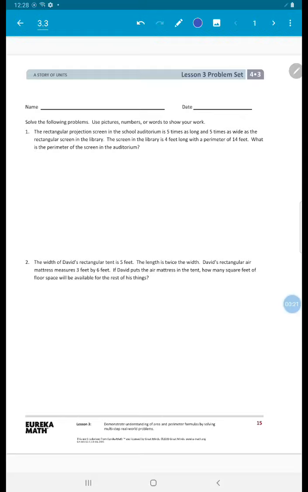If you have your Learn book, the problem set is page 15 and the back of that page, which is 16 in your book. If you don't have your book with you, then you can just follow along and work on a piece of paper. If you need to go grab anything, then go ahead and pause the video.